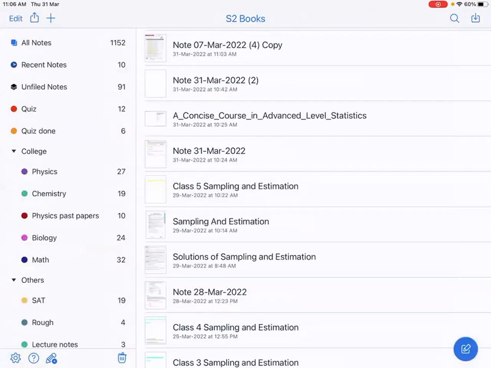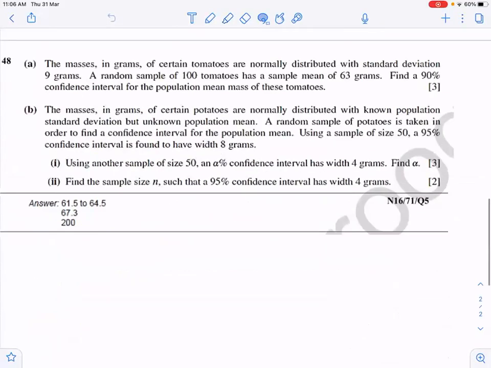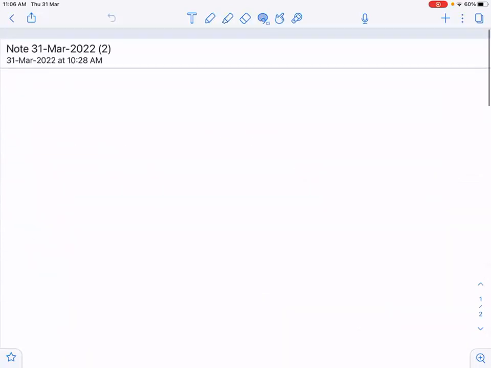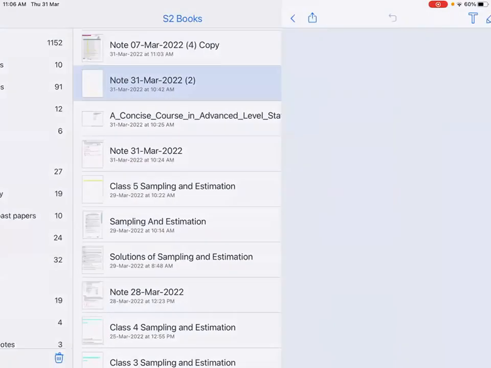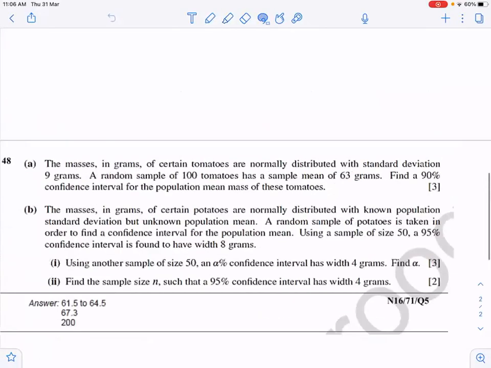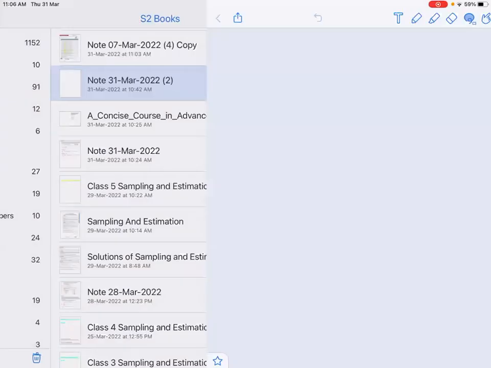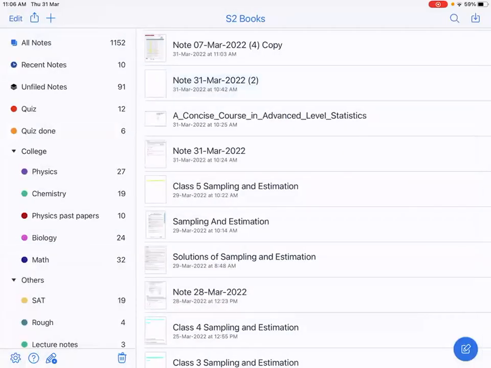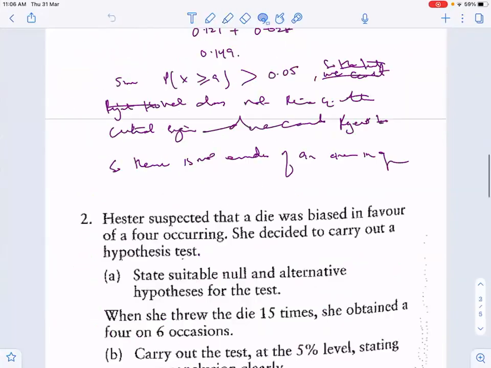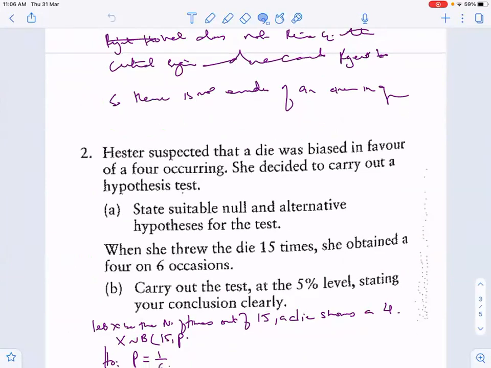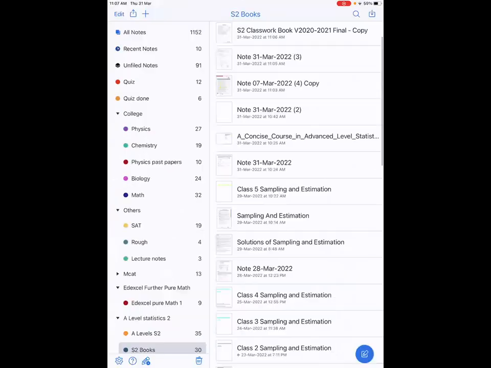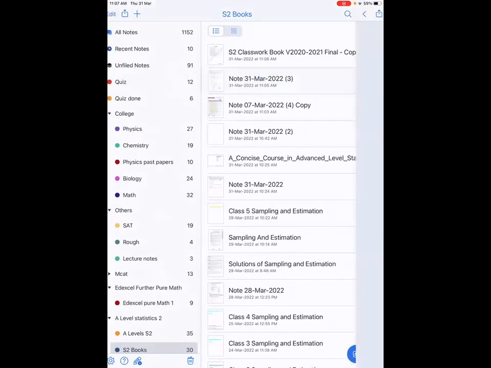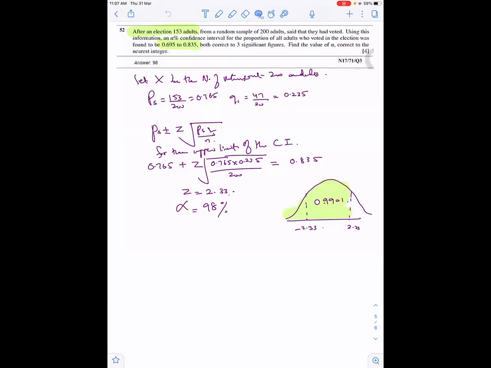If I keep my screen like this, horizontal instead of vertical, is this better for you? Yeah, this is better. Okay. Where has this file gone?